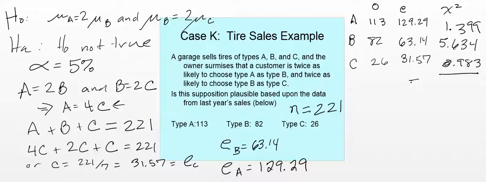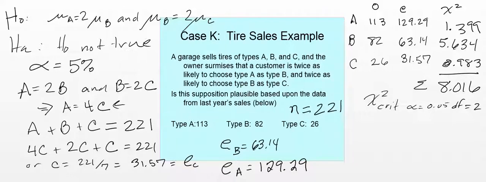When I sum those, I got a value of 8.016. Now I have to compare it to my chi-squared crit. For that, I need an alpha of 0.05 and degrees of freedom equal to the number of categories minus 1. I had 3 categories, so I have 2 degrees of freedom. So now I need to find that critical value, and I've actually found that before in an earlier example.